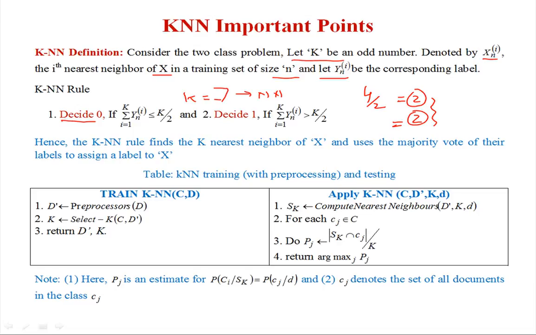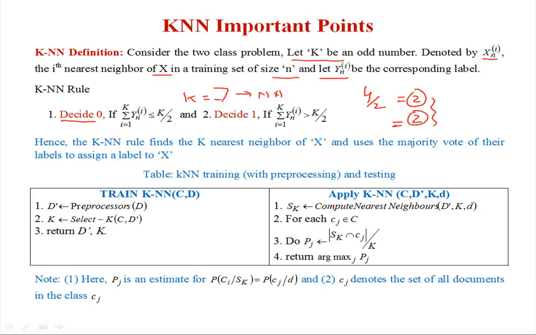Now the training and test cases of k nearest neighbor. Training: just pre-process the documents, select k and identify the classes, and then return the pre-processed document set with proper labels and the value of k.